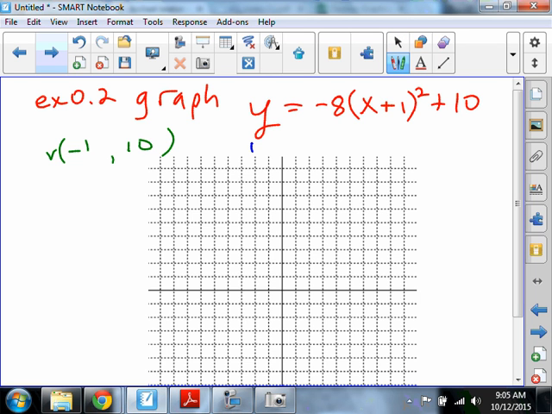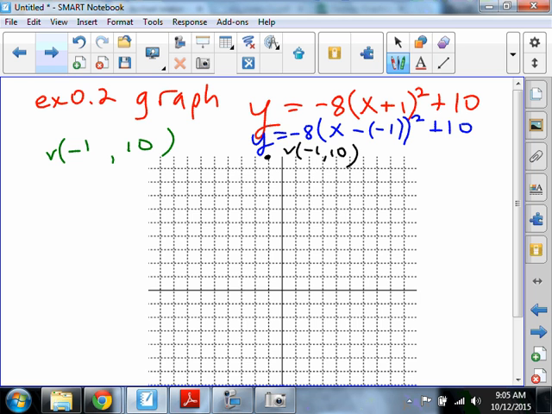But we could have written this as y equals -8 times x minus 1 squared plus 10. And from that perspective, I think it's pretty clear that the x-coordinate of the vertex is -1. Is everybody good with that? Okay. So I'm going to go ahead and plot my vertex right there. There's my vertex at -1, comma 10.